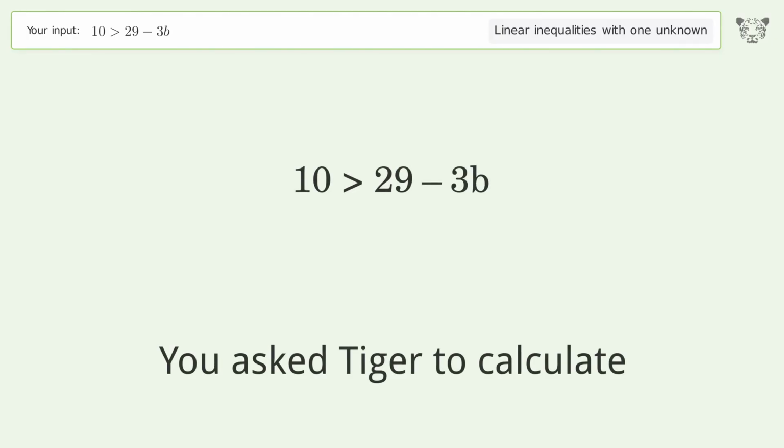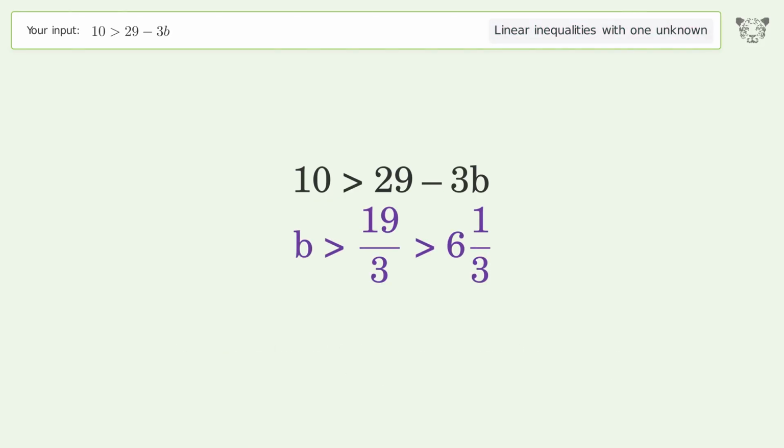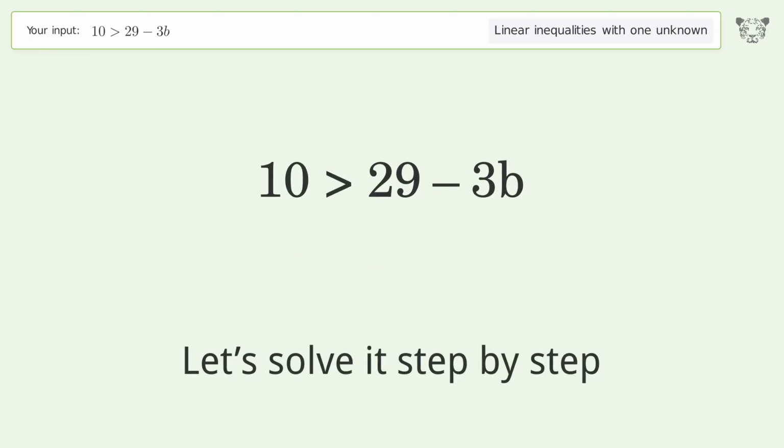You ask Tiger to calculate. This deals with linear inequalities with one unknown. The final result is b greater than 19 over 3 greater than 61 over 3. Let's solve it step by step.